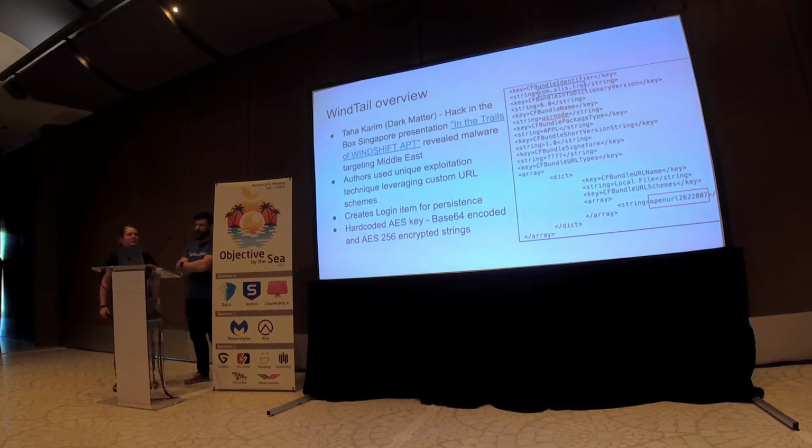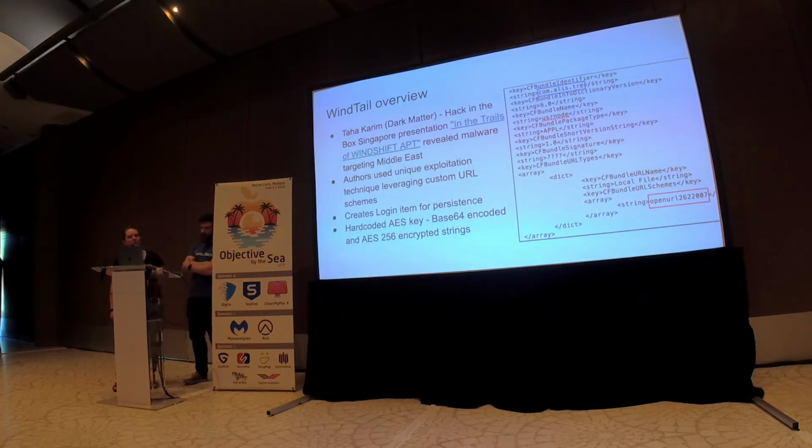They used basically a unique exploitation technique that leveraged custom URL schemes, which Patrick actually wrote about in his blog, that goes into a little bit more detail. And I think I posted the link for that as well. It creates a login item, typically for persistence. There's a hard-coded AES key. So basically the strings are base64 encoded and then AES encrypted. So we wanted to kind of just show that.